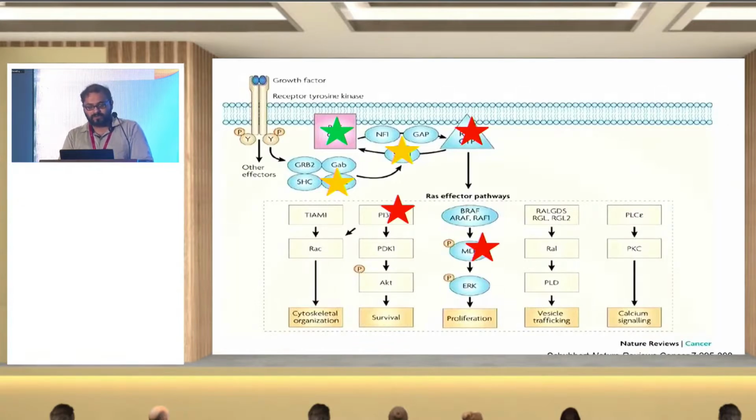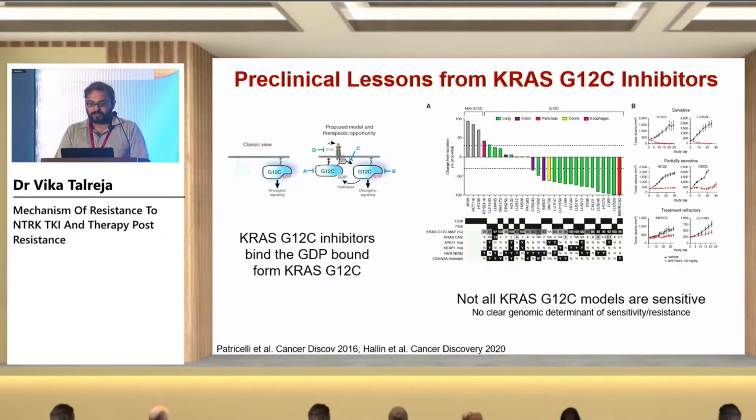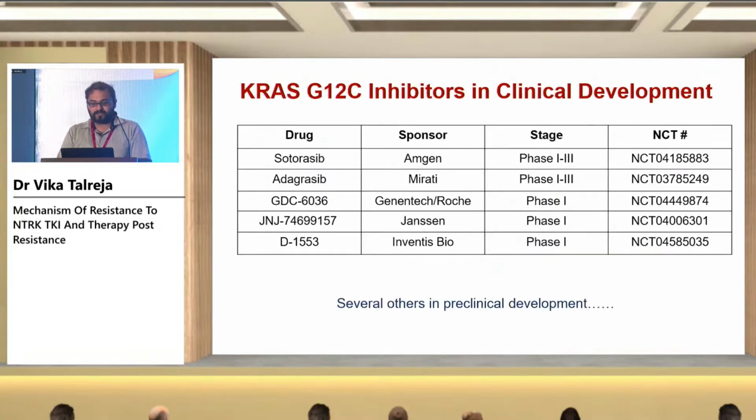Central to all these mutations is the KRAS pathway, which has its effect over all the other pathways, be it the PIK3C pathway or the MEK pathway. KRAS is the central pathway which allosterically controls the GTP affinity and effector interactions. The KRAS G12C inhibitors bind the GTP-bound form of KRAS G12C, and therefore not all KRAS G12C models are sensitive. There is no clear-cut genomic determinant of the sensitivity or resistance pattern as we see it.